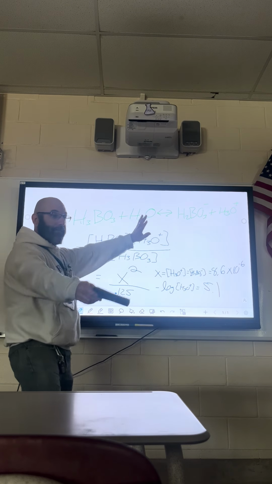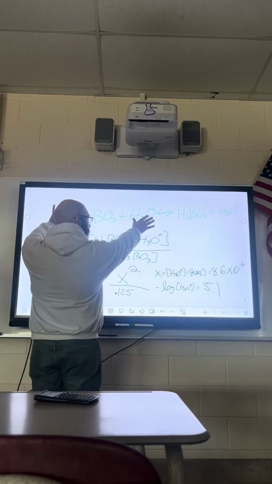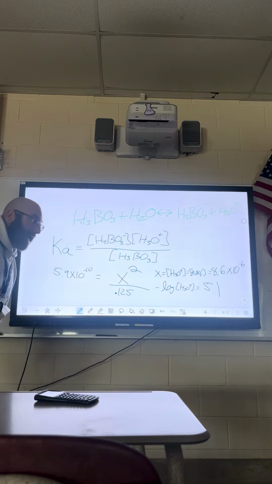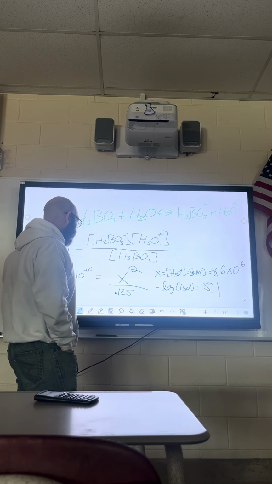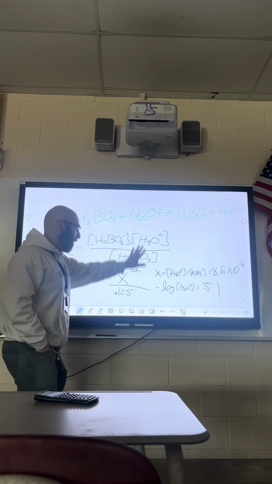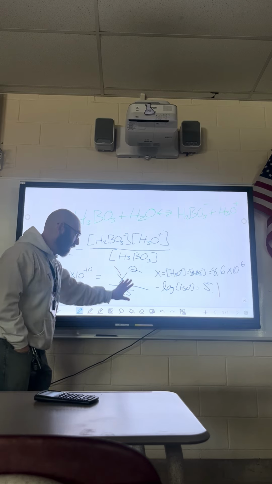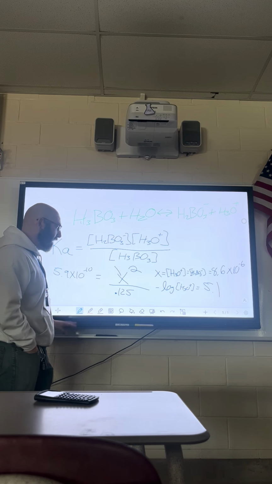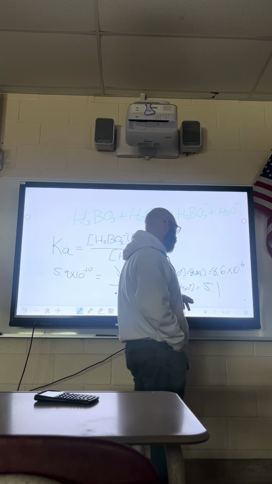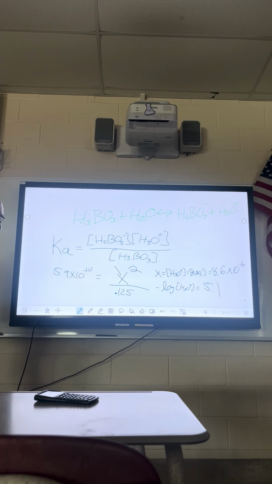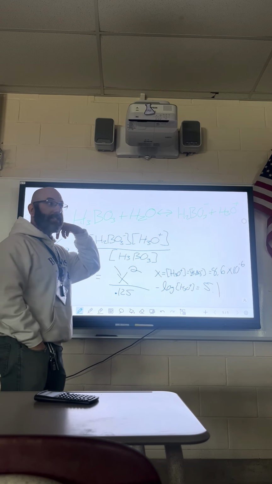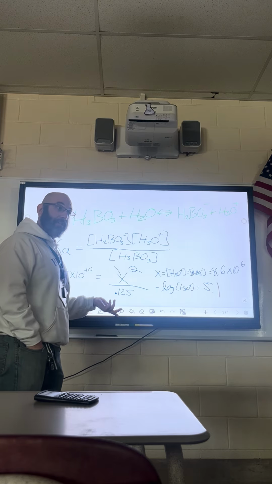So let's think. We rewrote the equation. We found the Ka from pKa by doing 10 to the negative pKa. That gave us the Ka. We set up our equilibrium expression, which always works out to the same general format. We found the concentration of the hydronium ion, found the pH. The last part of the question is to find the percent ionization.